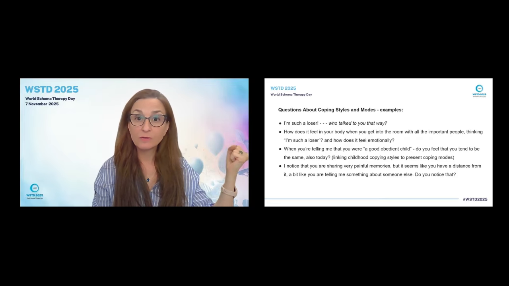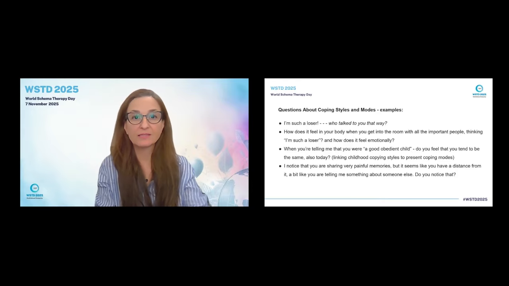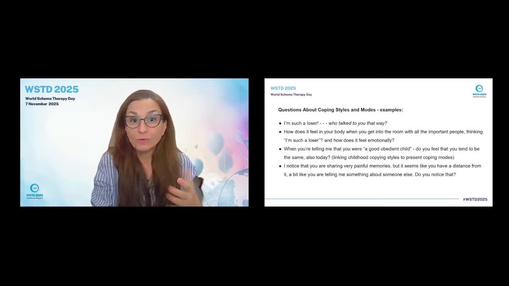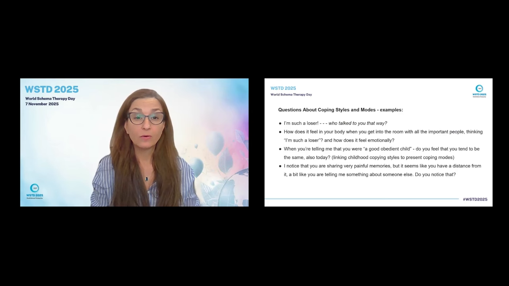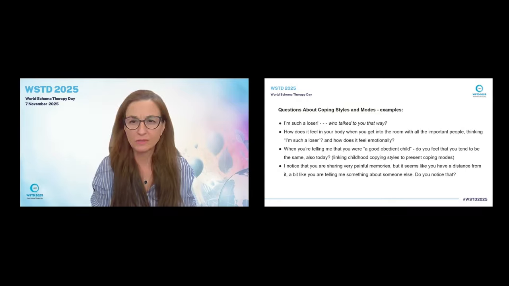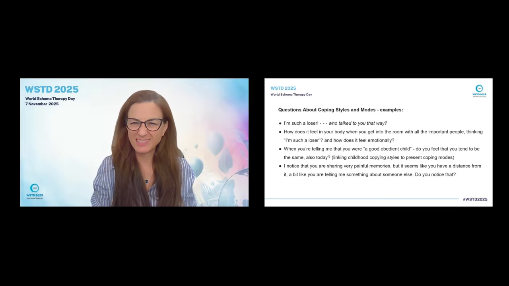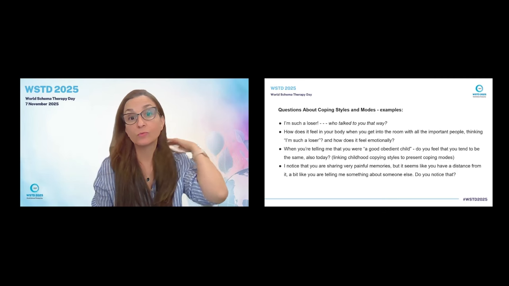Just some more examples of questions to detect coping styles and modes. If the client says, oh, I'm such a loser, we can pause and ask, wow, do you usually talk to yourself or about yourself that way? Who talked to you that way? Or how does it feel in your body when you get into the room with all these important people you told me about, thinking, I'm such a loser? How does it feel emotionally? Or when you're telling me that you were a good, obedient child, do you feel that you tend to be the same also today? And this is a way to start linking childhood coping styles to present coping modes.